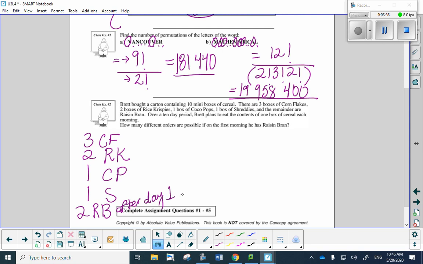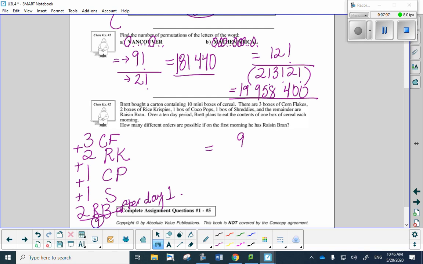Okay, so because I have multiple boxes of the same type, so 3 cornflakes, 2 Rice Krispies, this is actually a repetition question. So we treat it the exact same as if we were organizing the letters of a word. So again, think how many boxes are there to organize? So 3 plus 2 is 5, 5 plus 1 is 6, 6 plus 1 is 7, 7 plus 2, there's 9 in total. So this is going to be our numerator.